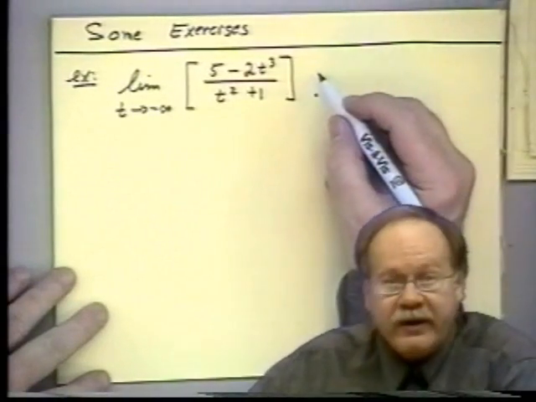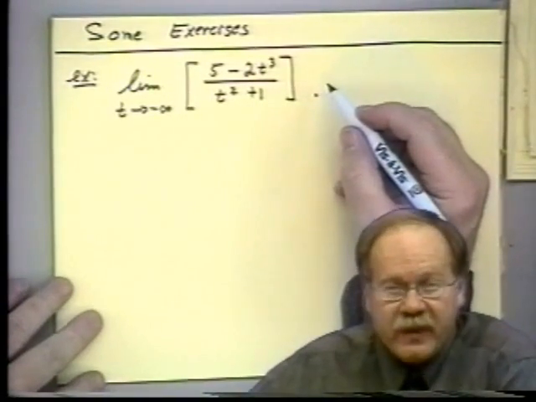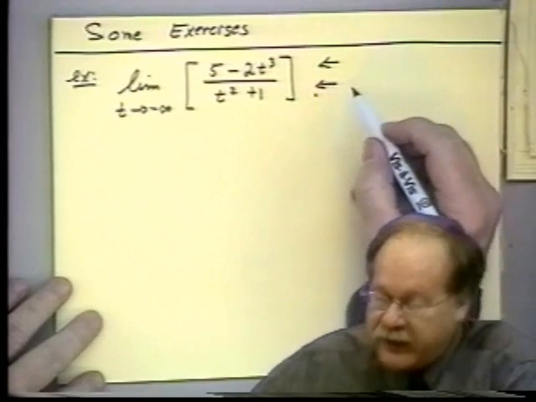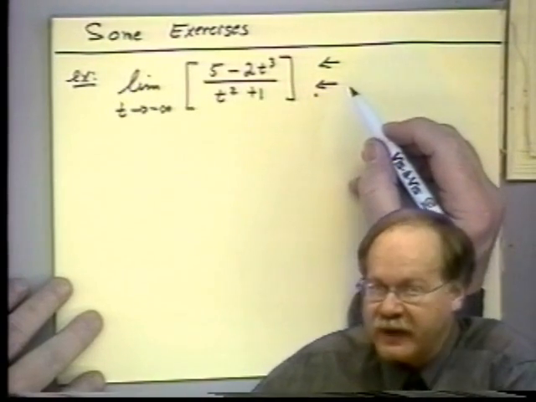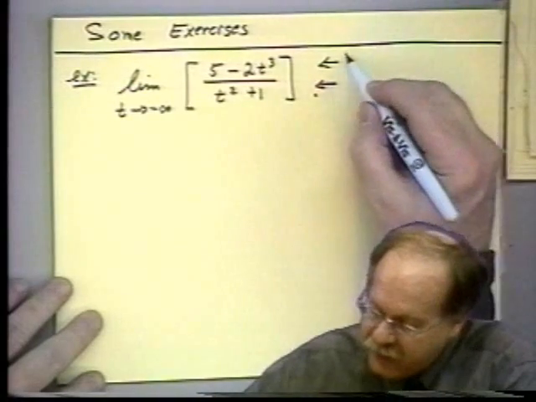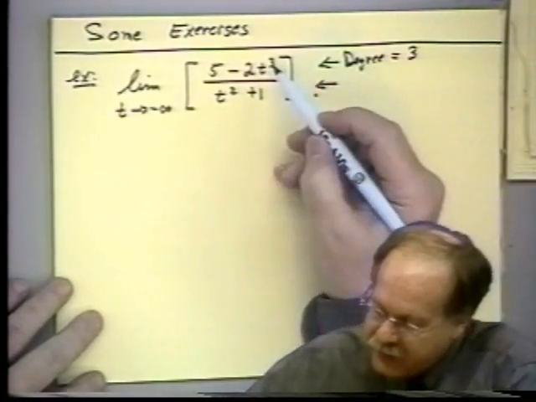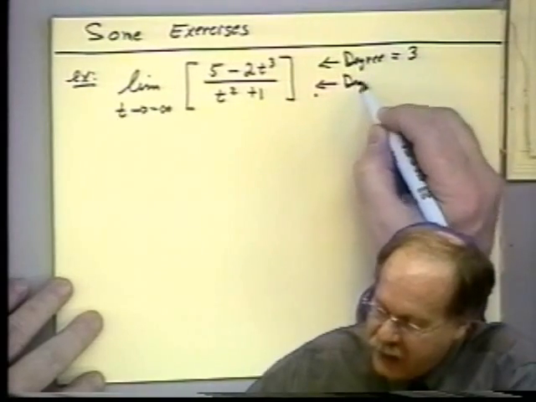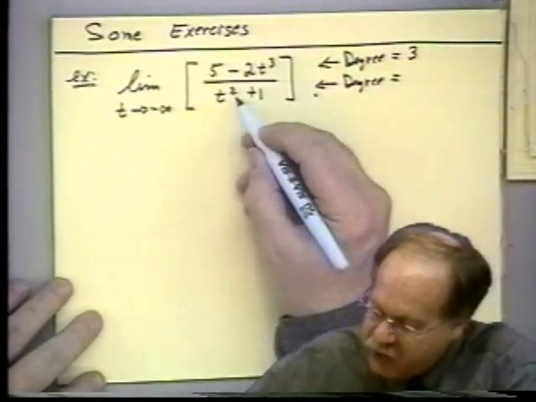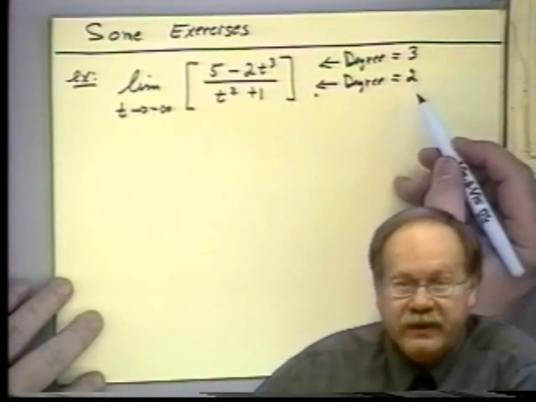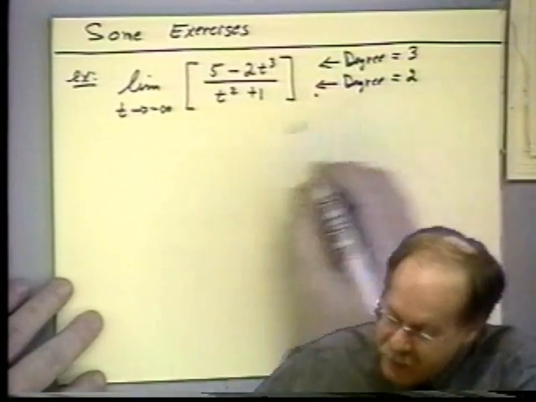Here's my solution. First, I notice, as you did, that it's a rational function. And so what I want to do with a rational function is look at the degree of the polynomial on the top and on the bottom. The degree on the top is 3. It's a cubic. The degree on the bottom is 2. That's a quadratic. The degree of the top is bigger than the degree of the bottom.